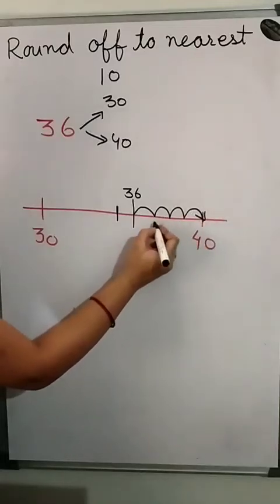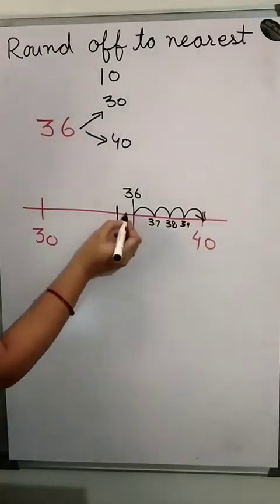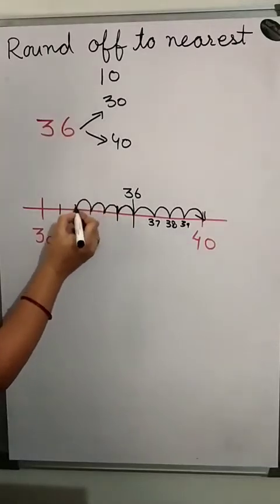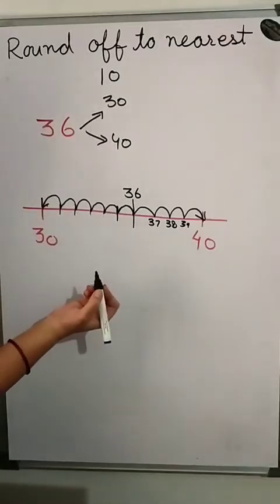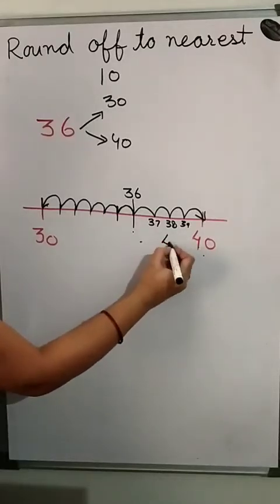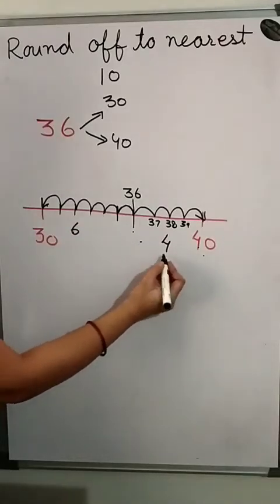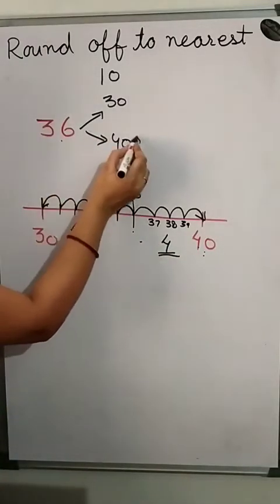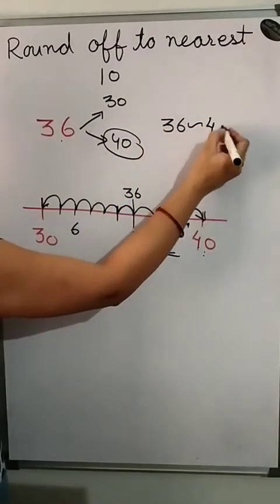40. We move 4 steps here: 37, 38, 39 and then 40. And for 30 we have to move 1, 2, 3, 4, 5, 6 steps. 6 steps. So which one is nearly equivalent? 36 is nearly equivalent to 40, because this time we are moving only 4 steps and here we have to move 6 steps. So which one is easier to go to? 40. It means we round up the number. So 36 is nearly equivalent to 40.